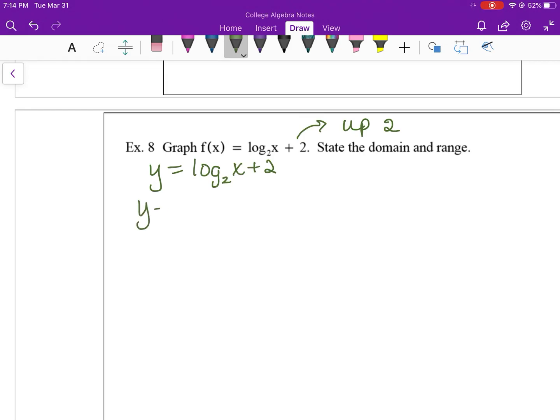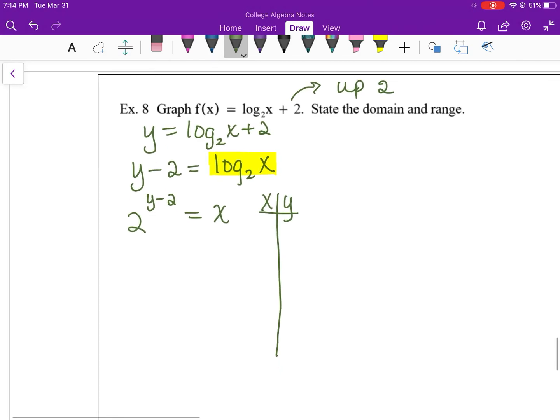So what you need to do first is go ahead and get that 2 to the other side. And that gives you the log by itself, which is what I need if I'm going to switch it to an exponential. So my base is 2, my new exponent is y minus 2, and that equals x. Now when I set up my xy table, I'm still picking y's first, but because I'm subtracting 2 away first, I'm going to start the middle of my table with 2. And then go backwards and forward, and then plug in my value.